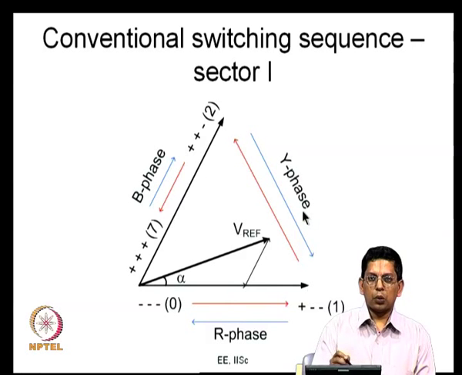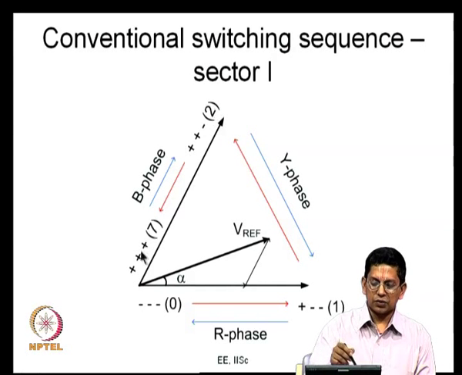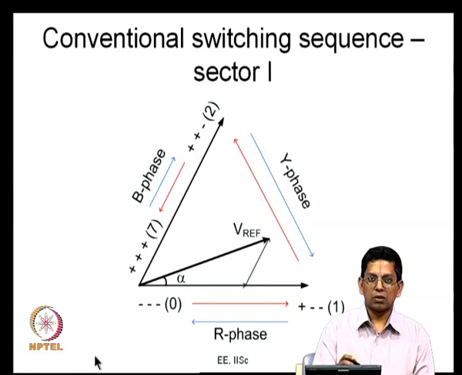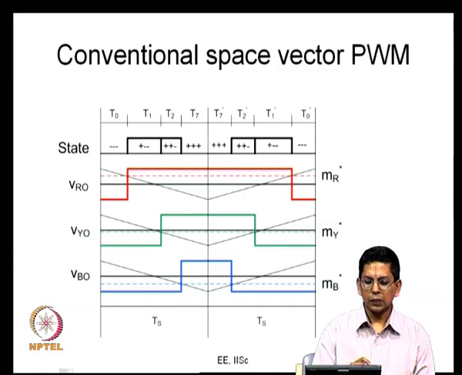So, this is what we have been looking at, and in the next subcycle you will come back. You start from a 0 state, go to one active state, another active state and then to the other 0 state and you come back. This is the conventional switching sequence. This is what is shown against time.